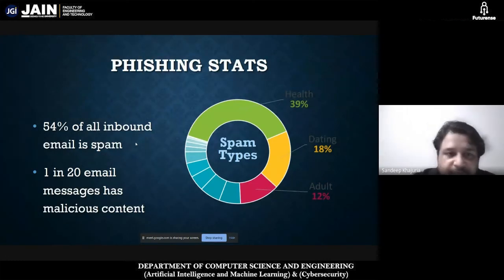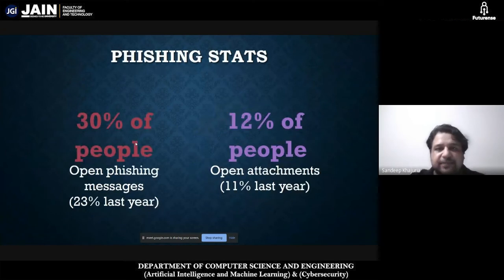So moving ahead, we'll see the stats again, because these stats pertain to the people themselves. No matter how many people we train and guide regarding phishing, attempts still succeed. 30% of people open phishing messages because they are either too worked up, or too busy, or they do not have the time even to look at whether this particular sender is legit or whether they know that sender, and they tend to open those messages.